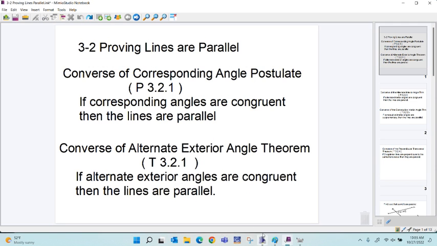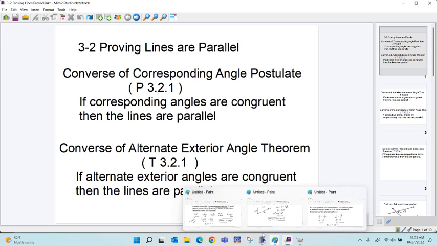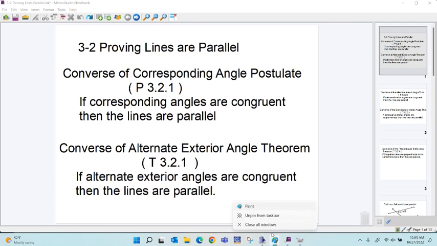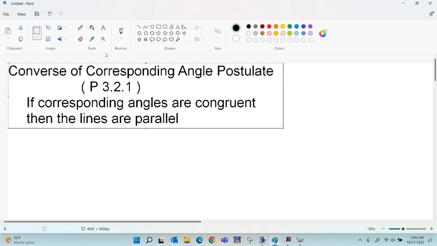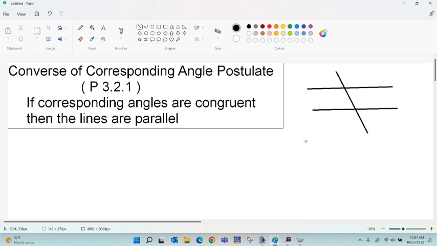Any ideas? What did we say? What was yesterday's? Paste that right on here. You might need to draw a little bit on the side, like on the edge, just so that you can see what's happening. So in both cases, we have two lines and we have a transversal, right? Two lines and a transversal.